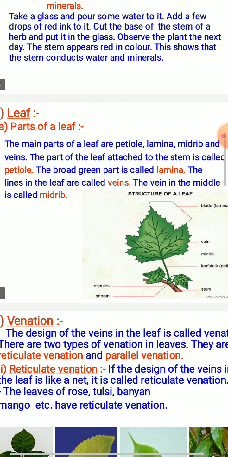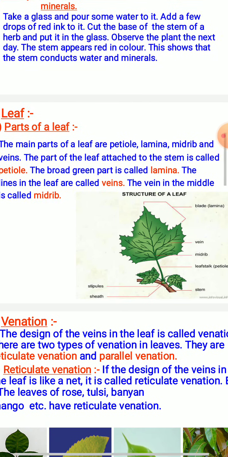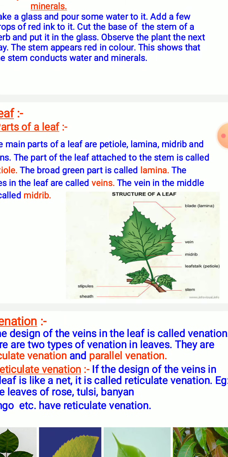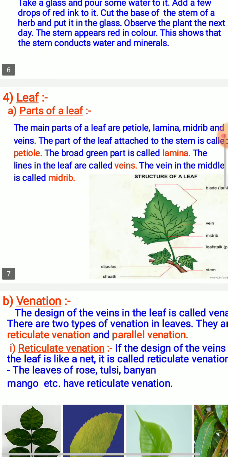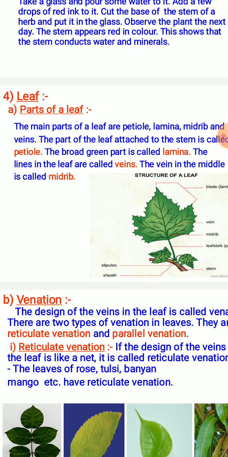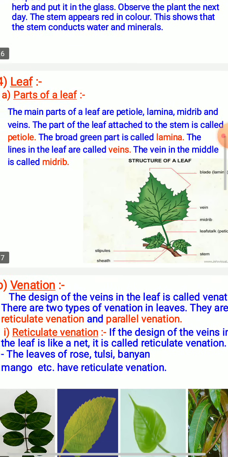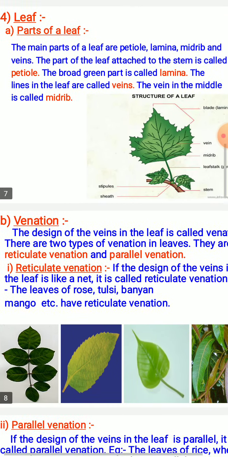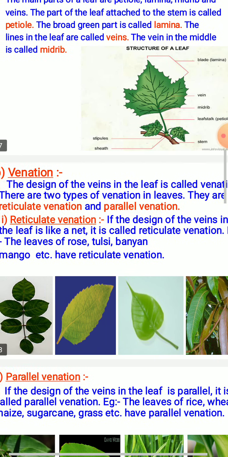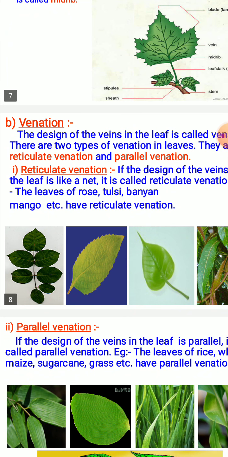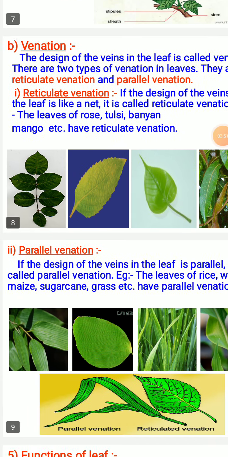Then leaf. The main parts of the leaf are shown in the diagram clearly. The part of the leaf that is attached to the stem is called petiole. The broad green part is called lamina, and the lines which you see on the leaf are called veins. Then we have venation. The design of the veins in the leaf is called venation. There are two types: one is reticulate and another is parallel, which you can see in the diagrams clearly.